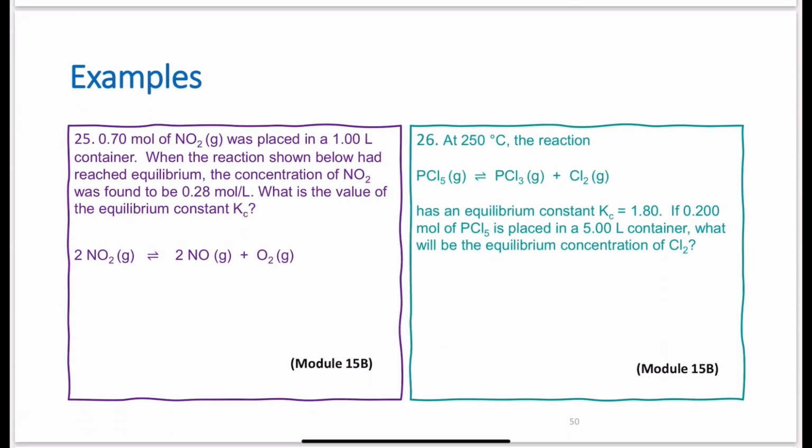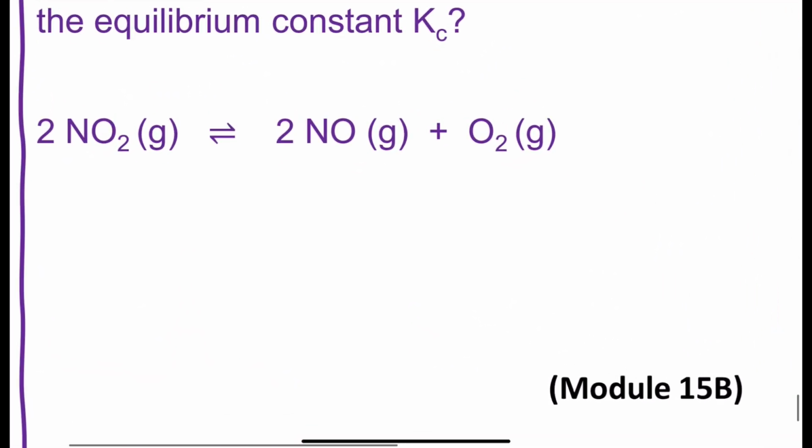25. 0.70 moles of NO2 gas was placed in a 1 liter container. When the reaction shown below had reached equilibrium, the concentration of NO2 was found to be 0.28 moles per liter. What is the value of the equilibrium constant Kc? Okay, 0.7 moles in a 1 liter container means that my concentration is 0.7 molar.